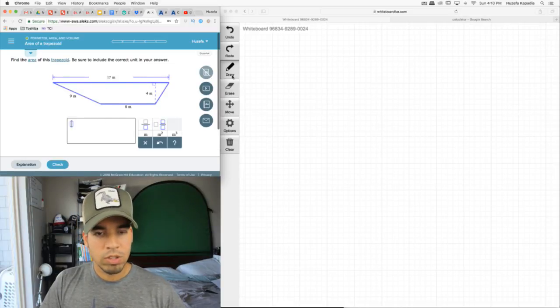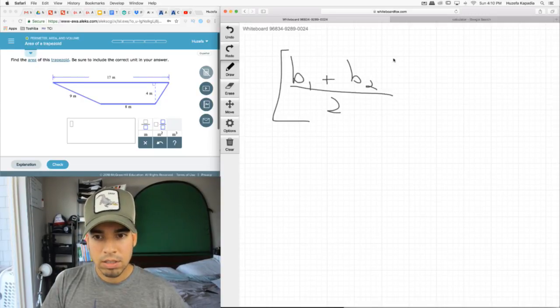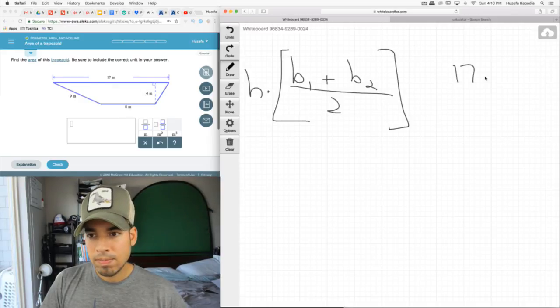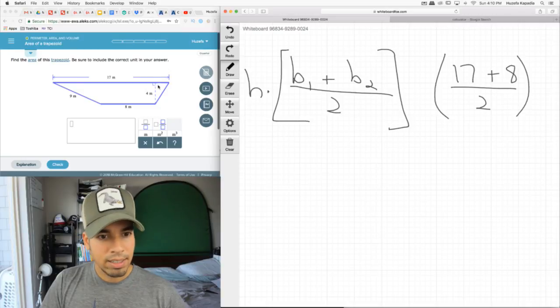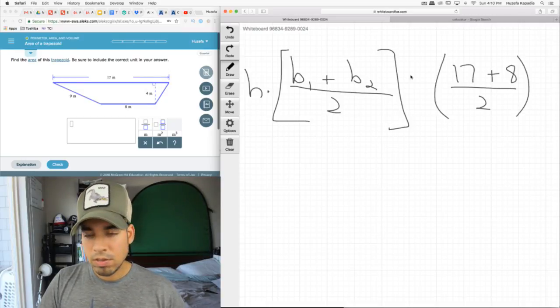Area of a trapezoid. What's the formula for the area of a trapezoid? All right, so this is pretty cool, actually. It's the average of the bases, and I'm going to explain what the bases are in a second, times the height. Okay? The bases are the parallel sides. So in this case, 17 and 8 are my bases. And my height is this value here that's perpendicular to the bases.